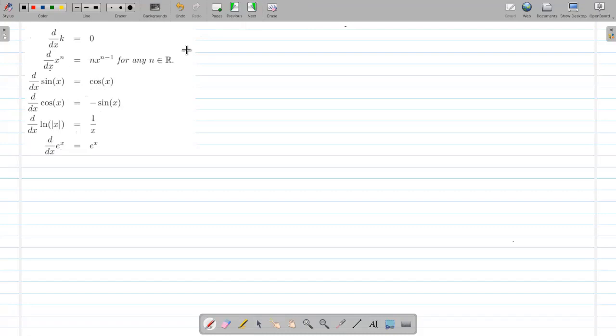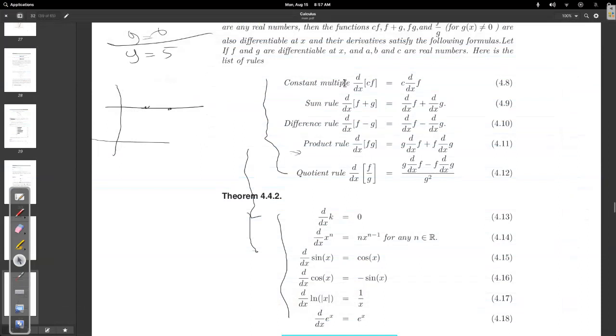Then you will be given these rules. Okay, I'll give these rules in the exam, but try to memorize them. It will help.